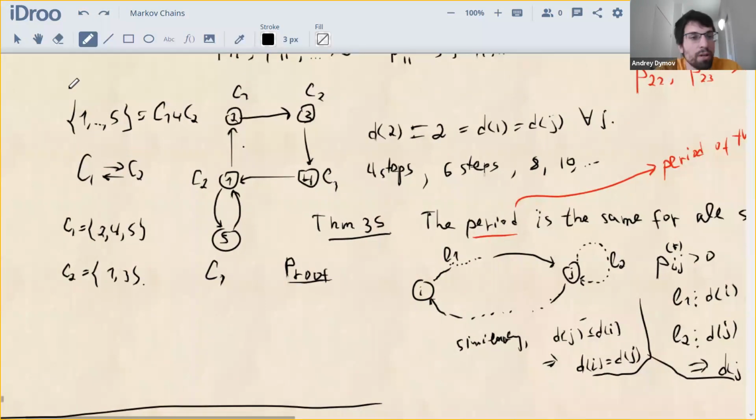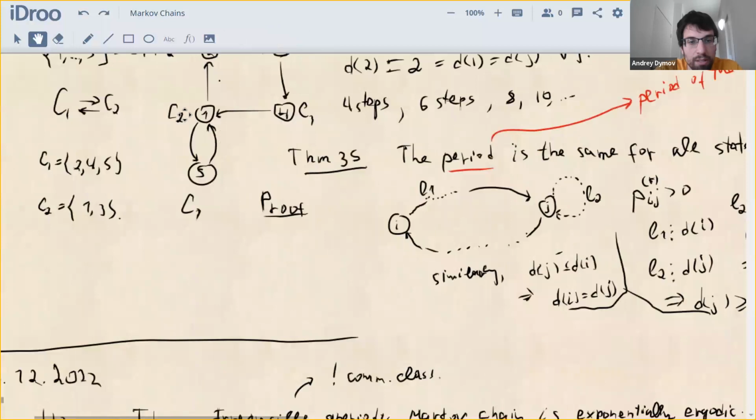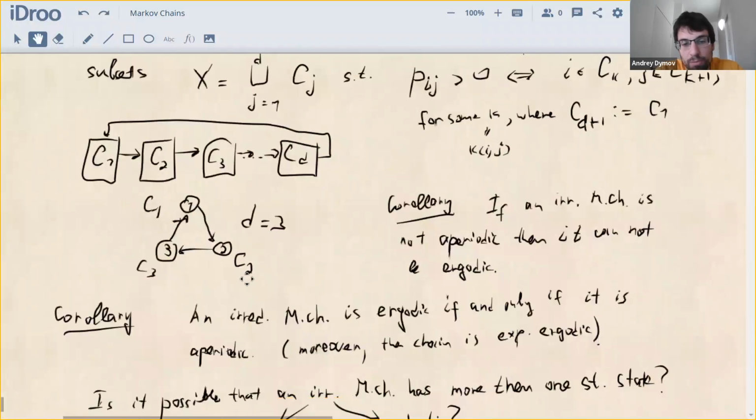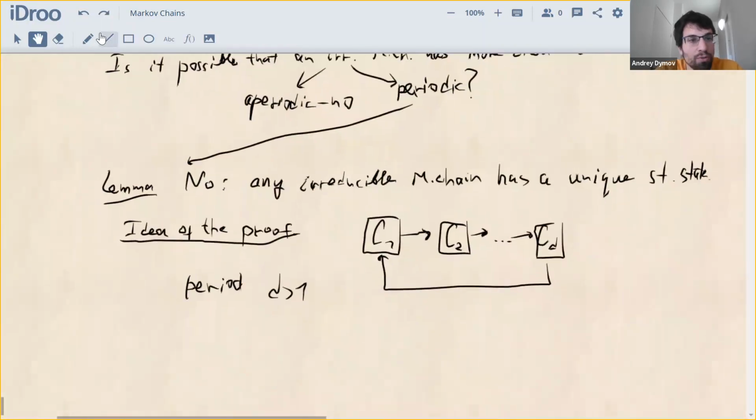Sorry, I've made a mistake. I said something stupid, because such a Markov chain clearly has transition probabilities 1. So no, this is not what I wanted to do. I wanted to do a different thing.